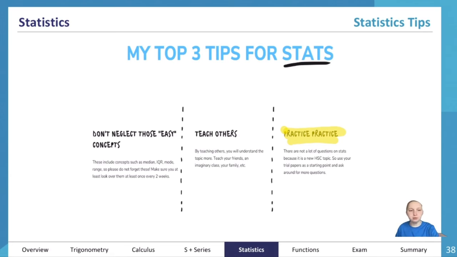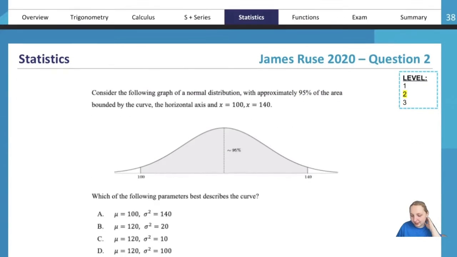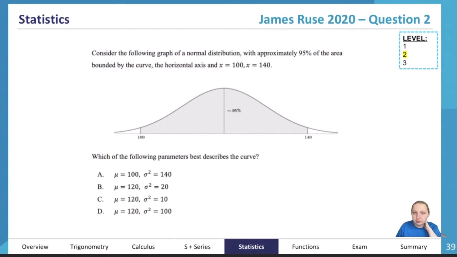Okay, so I'm going to look at a question. This is from the 2020 James Roos paper. Consider the following graph of a normal distribution with approximately 95% of the area bound by the curve with horizontal axis and x equals 100, x equals 140 being your two limits here. Which of the following parameters best describes the curve?